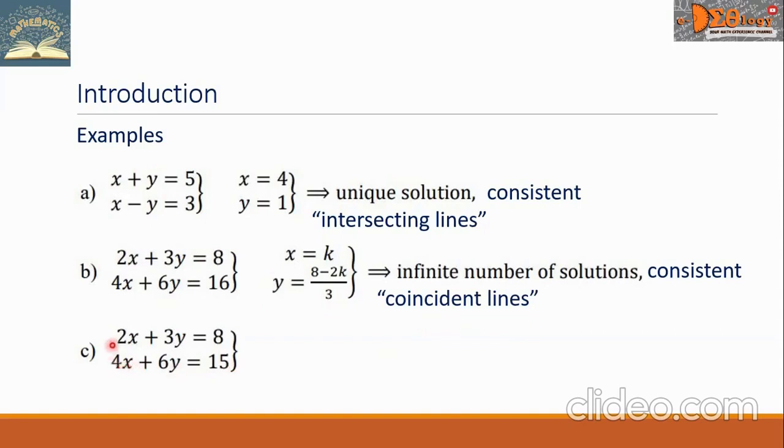Example C, 2x plus 3y equals 8, 4x plus 6y equals 15. If we solve for x and y, we will find that there is no solution. Because of that, we will call this system as inconsistent. If we're going to graph the two equations, we will see that these are two parallel lines.